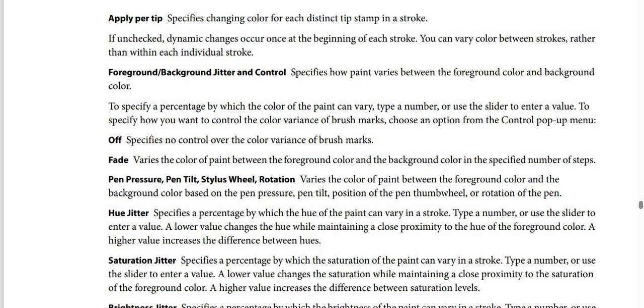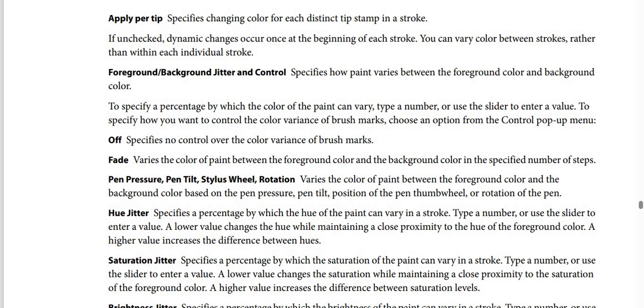And what about fade? Fade varies the color of paint between the foreground color and the background color in the specified number of steps. And what about pen pressure, pen tilt, stylus wheel, and rotation? It varies the color of paint between the foreground color and the background color based on the pen pressure, pen tilt, position of the pen thumb wheel, or rotation of the pen.